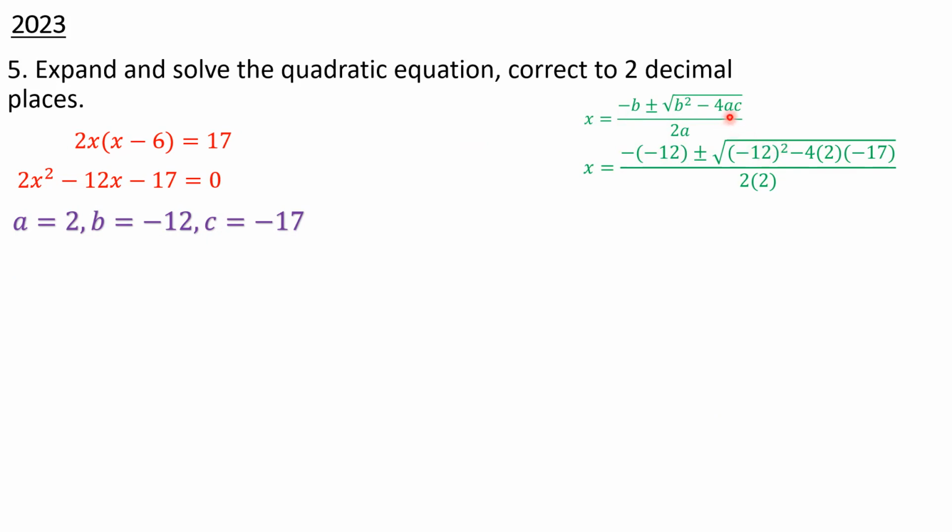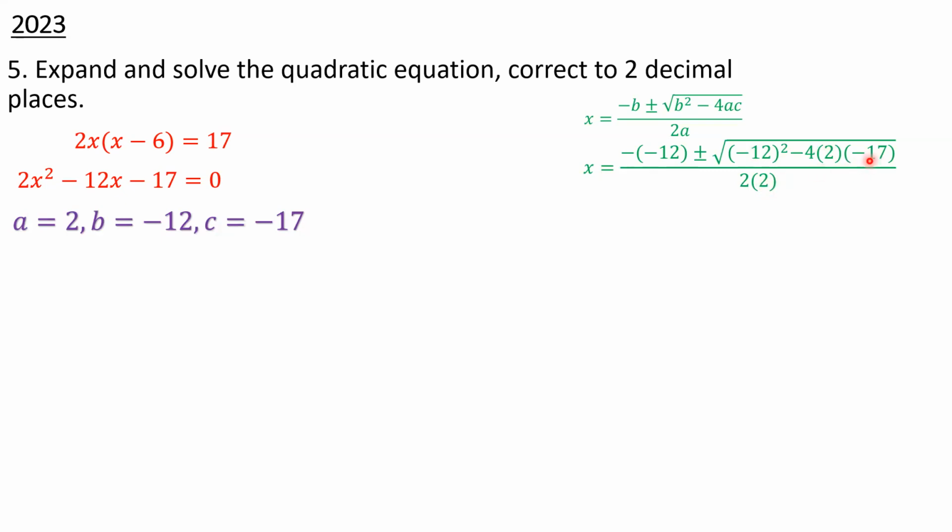Now let's substitute the a's. We know that a is 2, so we put 2 here, and we also put 2 here. Then we know that c is negative 17, so we put negative 17 here. So b is negative 12, a is 2, and c is negative 17.